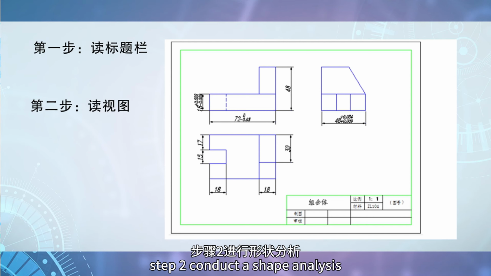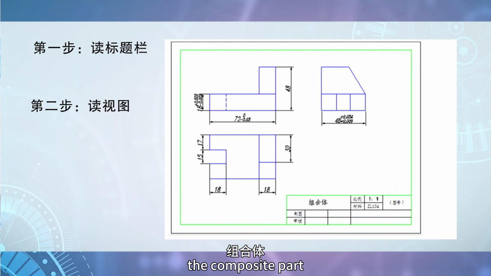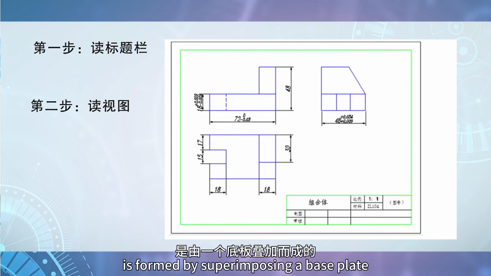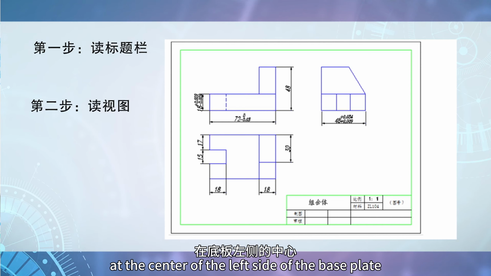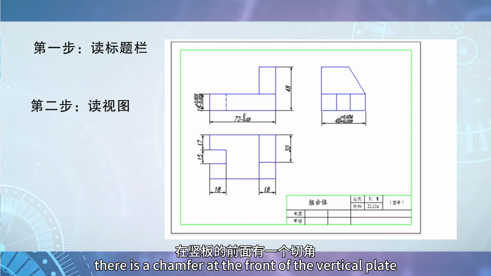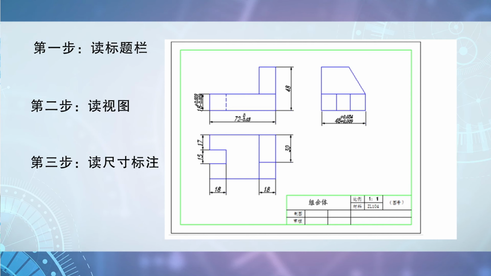Conduct a shape analysis. The composite part is formed by superimposing a base plate and a vertical plate. A square groove is cut out at the center of the left side of the base plate. There is a chamfer at the front of the vertical plate.